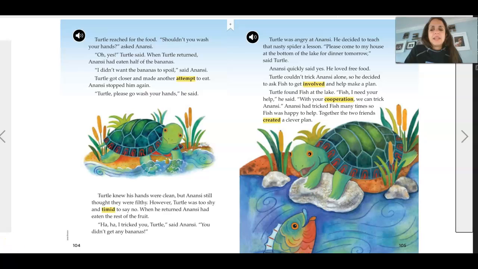So already, I am thinking about the fact that Anansi tricked Turtle, and Anansi has tricked Fish. Now there are two friends that are going to work together to solve this problem of being tricked. I'm already thinking about that lesson in this folktale, that feature of a folktale, teaching a lesson.